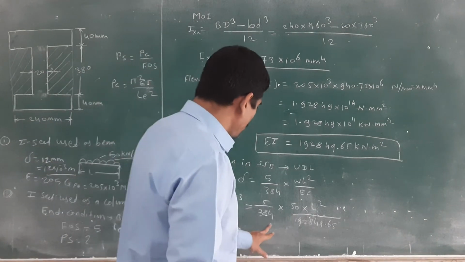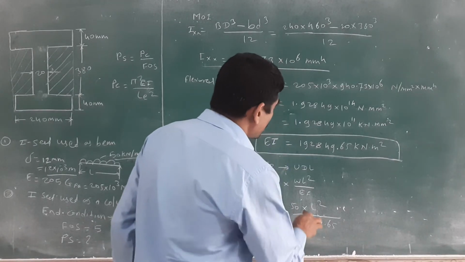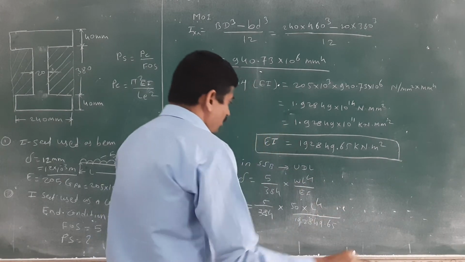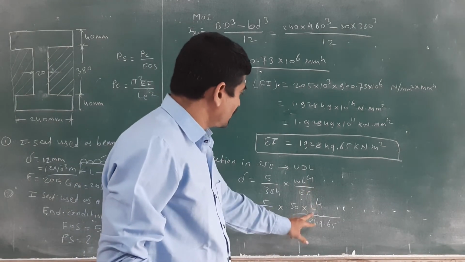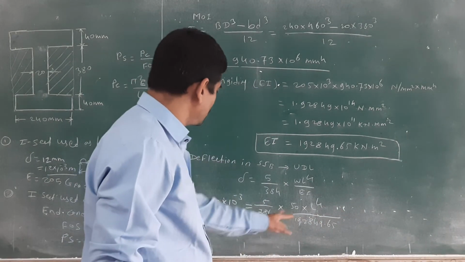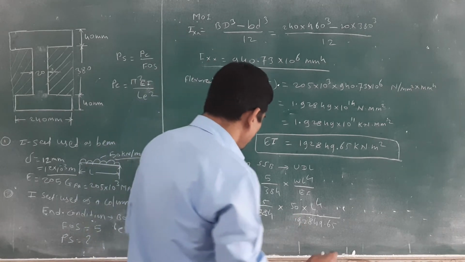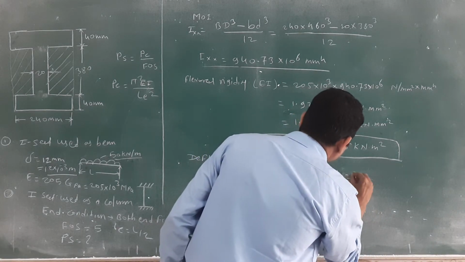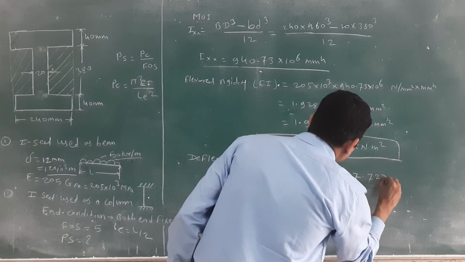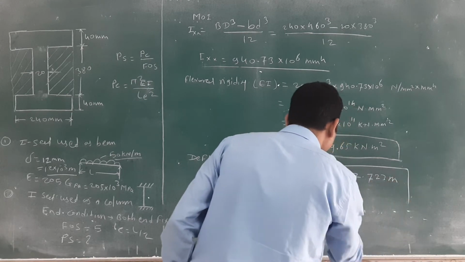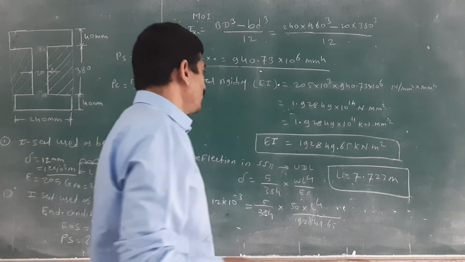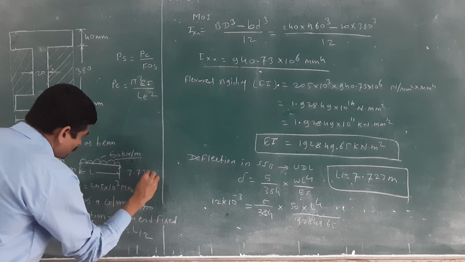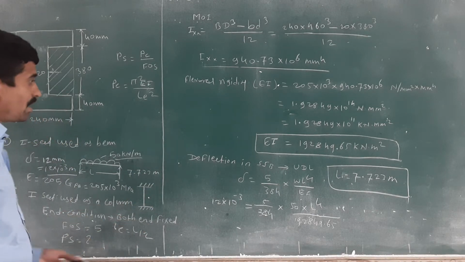Then check that here we will get the L square, and here L raised to 4 is there. Then you will get meter raised to 4 also, so you will get the answer in meter only. Then if you solve this equation, you will get L is equal to 7.723 meter. Yes, all of you getting how to solve this?